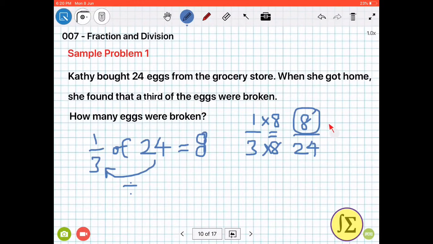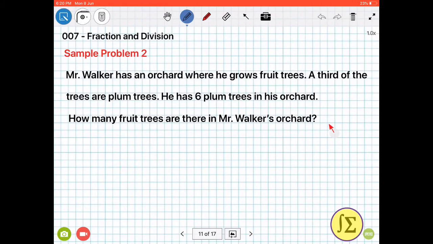Let's look at problem number 2. Okay, Mr. Walker has an orchard where he grows fruit trees. A third of the trees are plum trees. He has 6 plum trees in his orchard. How many fruit trees are there in Mr. Walker's orchard? Okay, so we have the fraction here, a third.